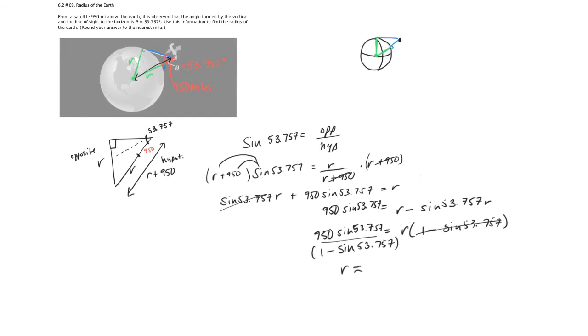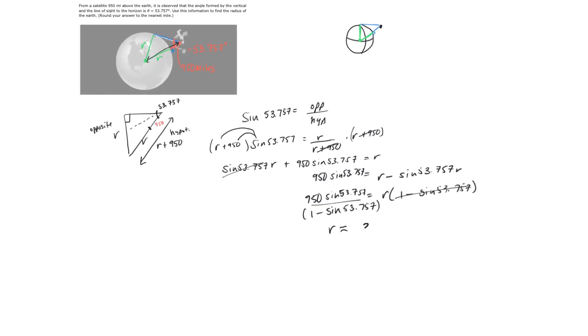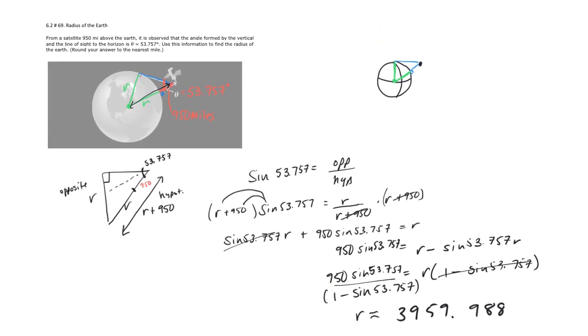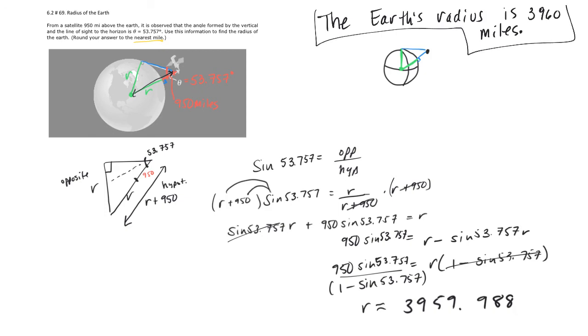I'll plug that into my calculator, and I get 3,959.988. Then I go back and look at the instruction to round to the nearest mile. So I would round that to 3,960 miles, and make sure to use my units there.